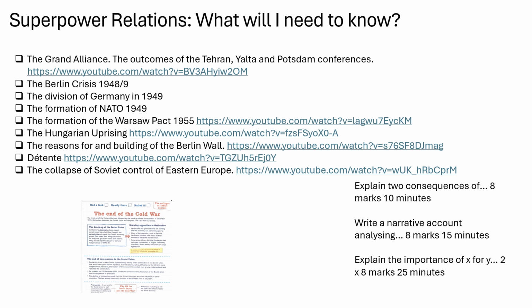So, for example, you're going to pick a topic such as the Berlin Crisis of 48 to 49. Could you explain 2 consequences of that? Could you write a narrative account of what happened from 48 to 49? Could you explain why that was important for the development of the Cold War? So be really active, answer those questions, don't just read, don't just listen, do something with that information afterwards, please.